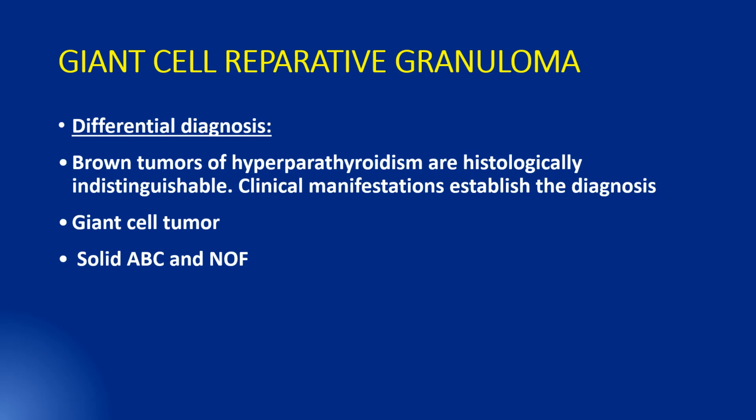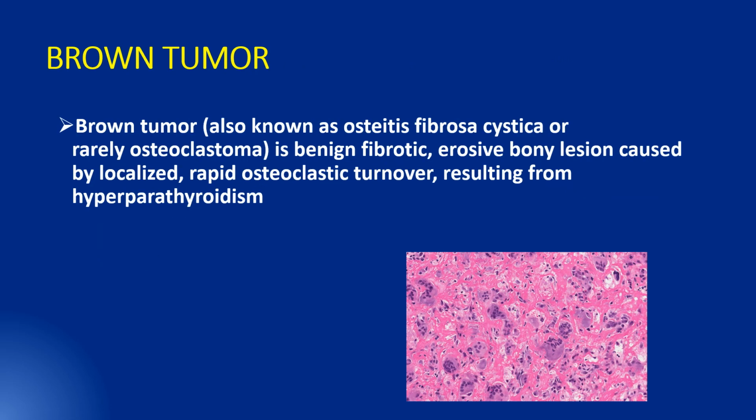Giant cell reparative granuloma may be difficult to distinguish based on histopathologic features from brown tumor or giant cell tumor. Clinical and radiological correlation is very important to distinguish between these entities. So let's talk about brown tumor. Brown tumor is also known as osteitis fibrosa cystica or sometimes osteoclastoma.